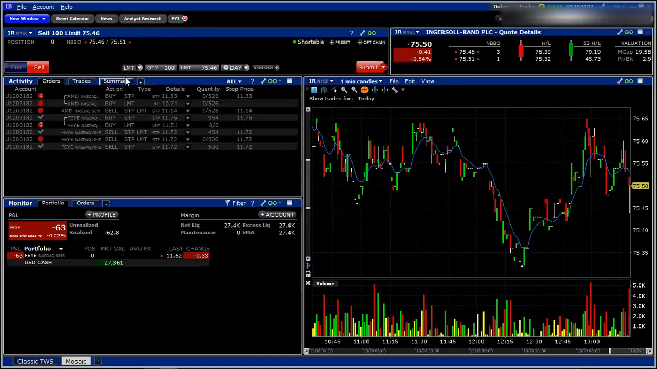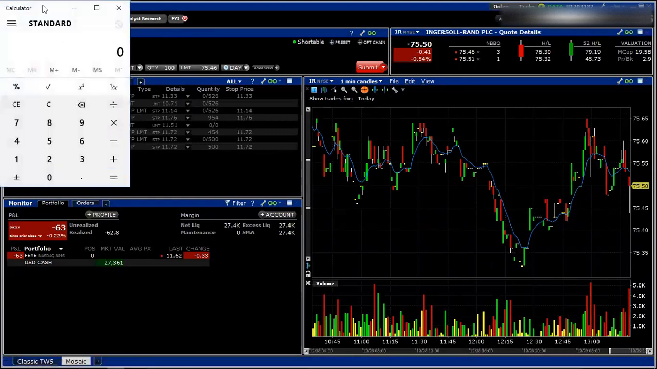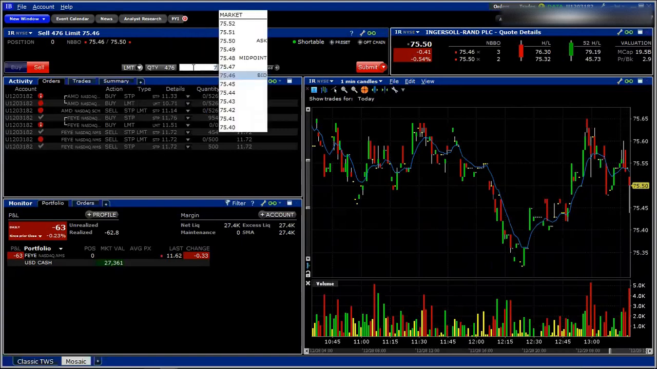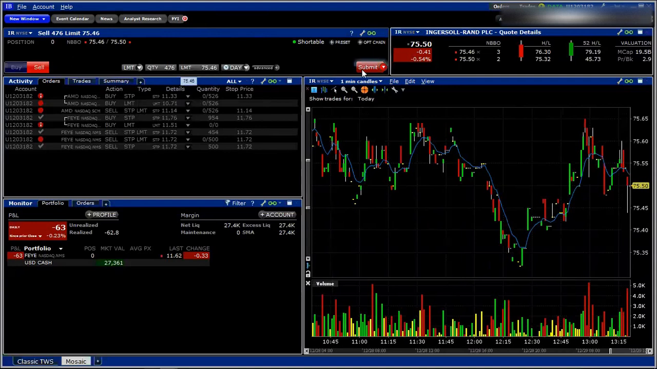So basically the limit fill will say, hey, if it's at this point or higher, it's a 21-cent risk, and let's say I just want to risk $100. 100 divided by 21 cents is 476 shares. 476 shares there for the quantity. The limit price that I wanted is at 75.46 or above. So sell limit 476 shares. I click submit.